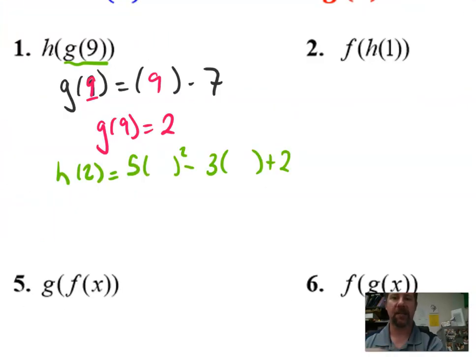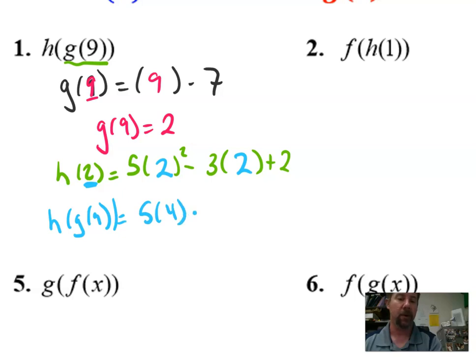So here's our h of x, 5x squared minus 3x plus 2. But again, instead of putting the x, I put parentheses because we're going to plug in the 2 into those parentheses, replacing all our x's with 2's. So now h of 2, or h of g of 9, same thing, is 5 times 4, 2 squared is 4, minus 6 plus 2. 20 minus 6 is 14 plus 2 is 16. So that's how I can evaluate a composite function with numbers.